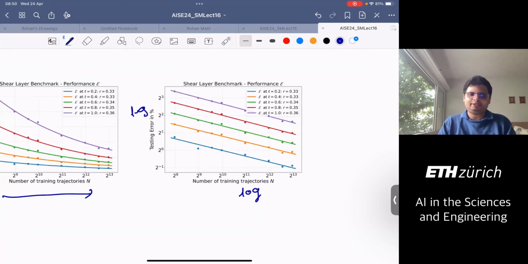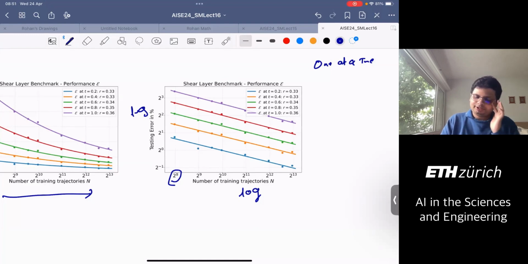But the important thing here is the number of training trajectories being used. So we go all the way from 256 training trajectories to 8,192 training trajectories. And here we are just doing a direct evaluation. This is one at a time training, not all to all. In practice, if you have 256 trajectories, I don't remember, I think there are like 10 saves or 10 snapshots here. So it is 2560 time steps.